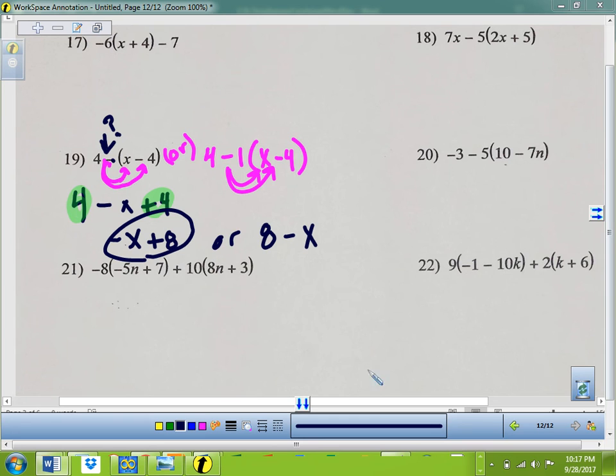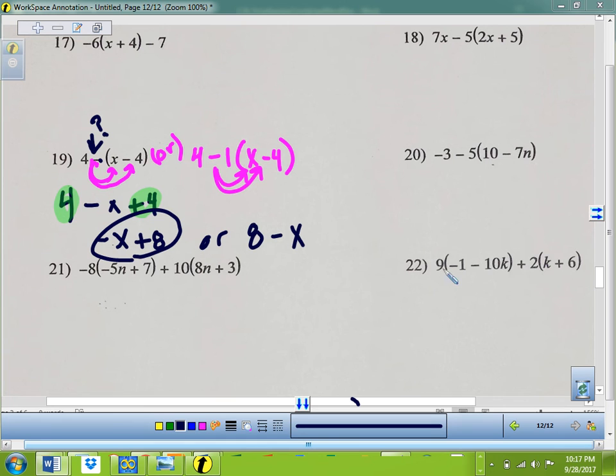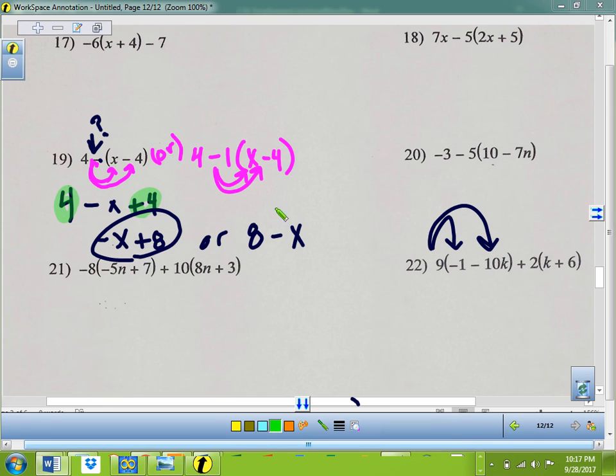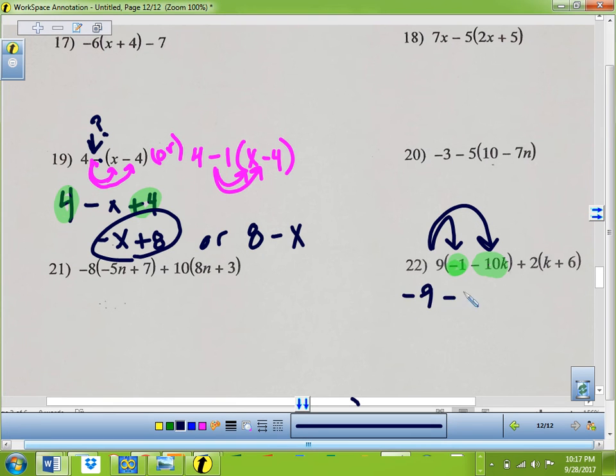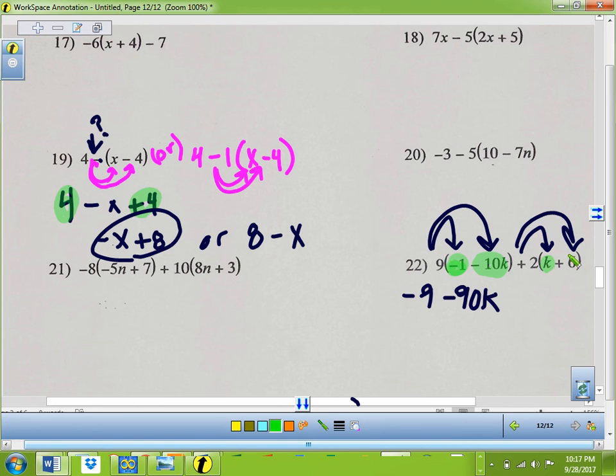I'll do one more. I'll hop over to 22 since it's up on the screen. So number 22, again, I'm going to distribute. First, I see this times this and this times this. Negative 9 is going to be multiplied by those two things, that would be negative 9 minus 90k. And I go to my next group. I've got positive 2 times k, so that's positive 2k. And then 2 times positive 6 is positive 12.